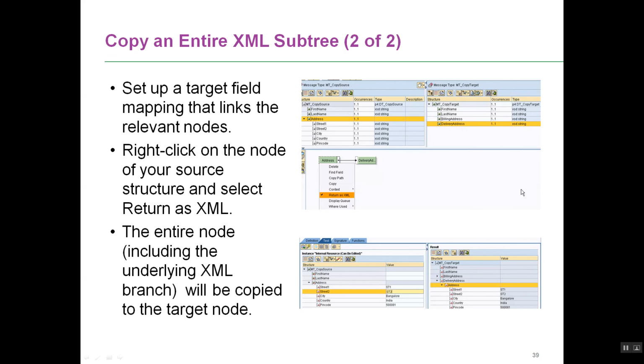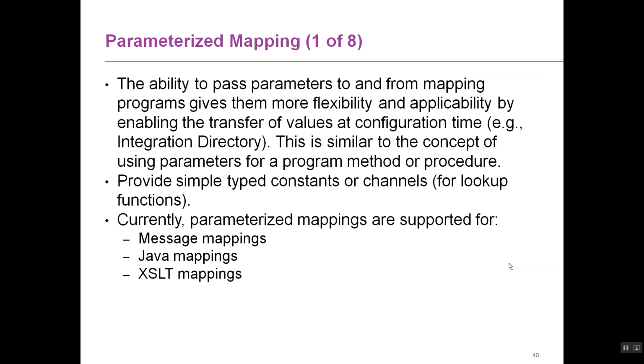So if you look at the structure here, I have first name, last name, and then I have something called address, and I have multiple fields here, street 1, street 2, pin code and all that. And here I just have something called the delivery address, and I map this address to this delivery address, and I told it return as XML. So what happens in the output? Within the delivery address, whatever is the address data gets posted out here. So the entire data is treated as XML and is put out here. So that is what is called copy an entire XML subtree.